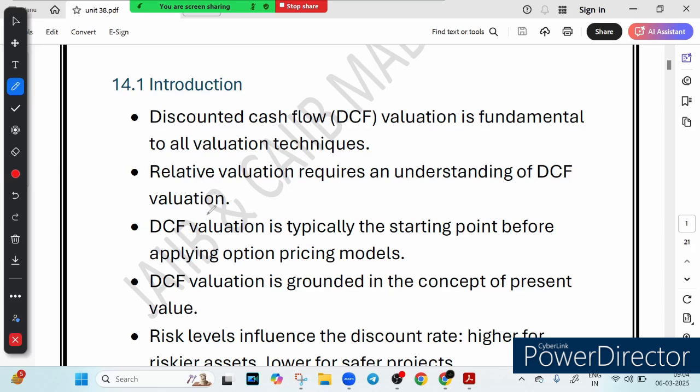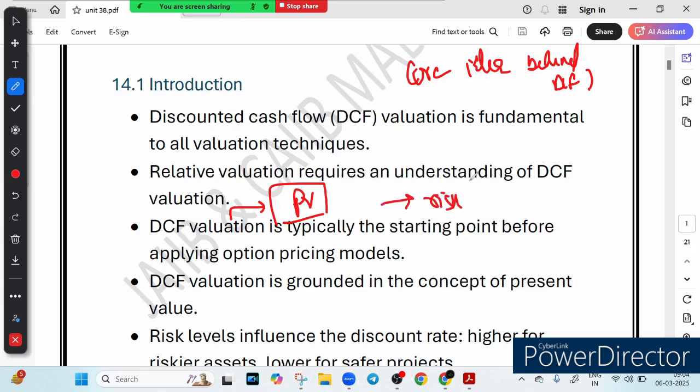So what is the core idea behind DCF? It's all about the present value. Whenever I say DCF, it's all about the PV, PV meaning present value. Money today is worth more than money in the future, and this is called present value. You know very well that money today is worth more than money available in the future because of two things: the first is risk, the second is opportunity cost.